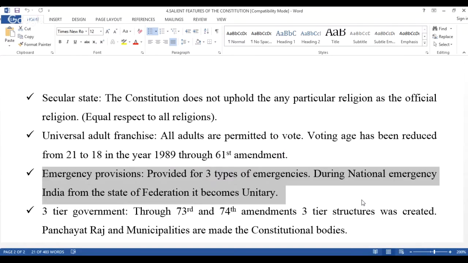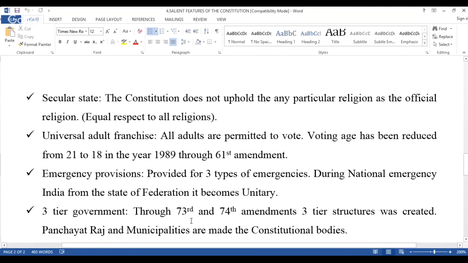This you will understand when I speak to you about fundamental rights, and after a period of time, I'll talk to you with respect to the emergency provisions. Then you will understand what exactly is the meaning of this. Am I clear? Next.